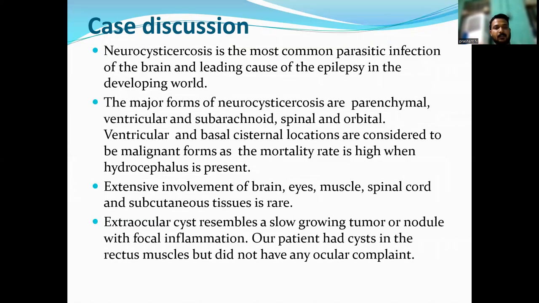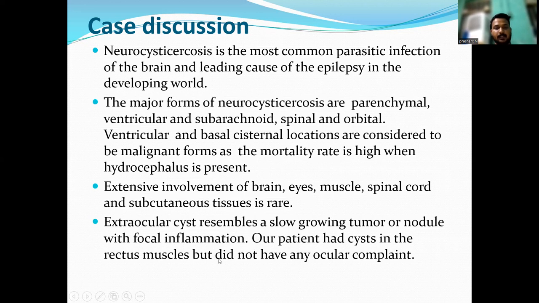In the case discussion, neurocysticercosis is the most common parasitic infection of the brain and the leading cause of epilepsy in the developing world. The major forms of neurocysticercosis are parenchymal, ventricular, subarachnoid, spinal, and orbital. Ventricular and basal cistern locations are considered malignant forms as the mortality rate is high if hydrocephalus is present. Extensive involvement of brain, eyes, muscles, spinal cord, and subcutaneous tissue is rare. An extraocular cyst is a slow-growing tumor or nodule with focal inflammation.